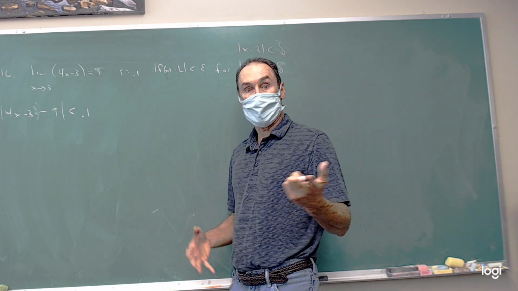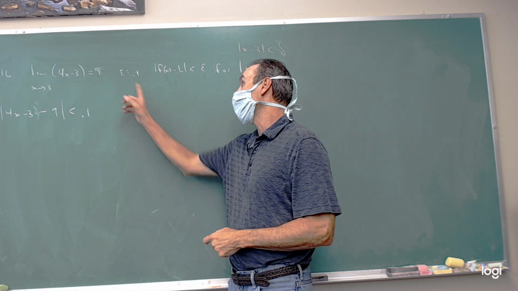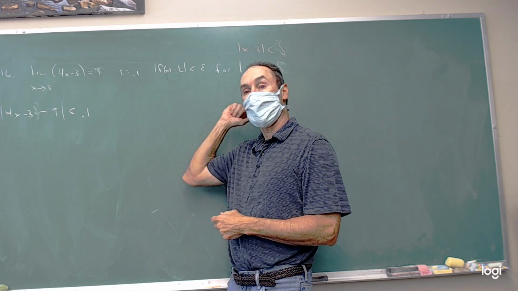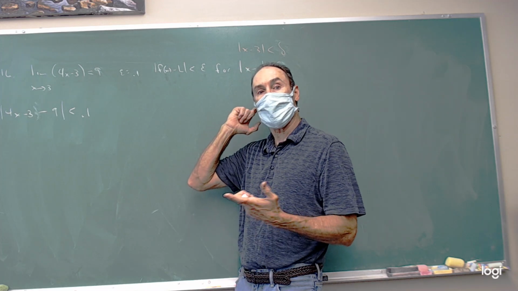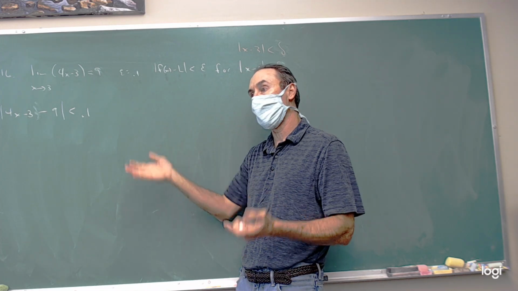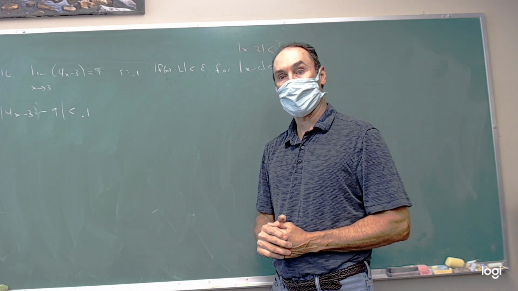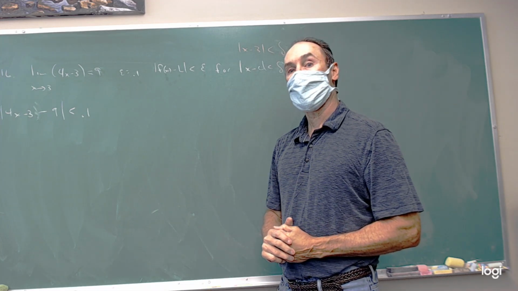On the next one, the epsilon isn't given to us, so it's just going to be the symbol epsilon, and our delta will be in terms of epsilon, like epsilon over 2, epsilon over 3, something like that. Okay, so far? Brandon, we all right so far?